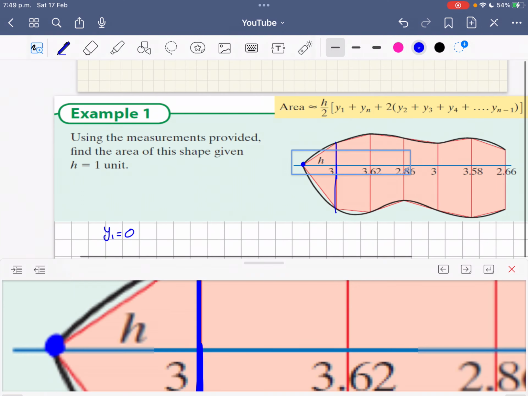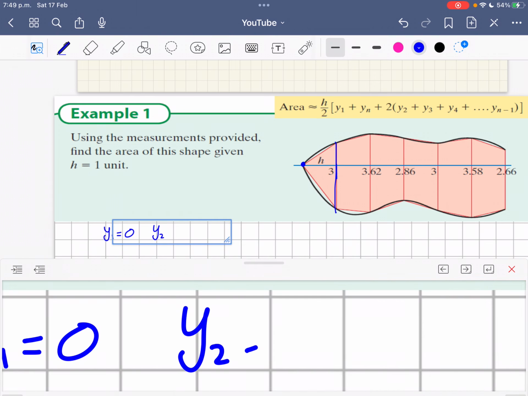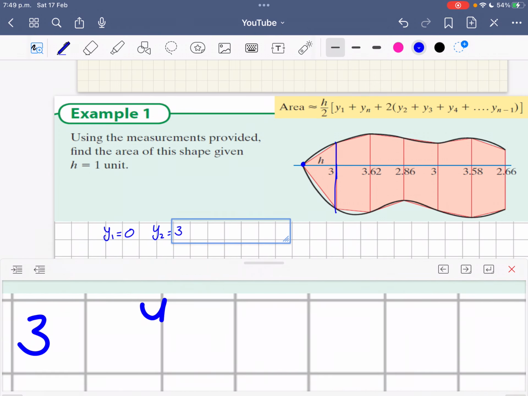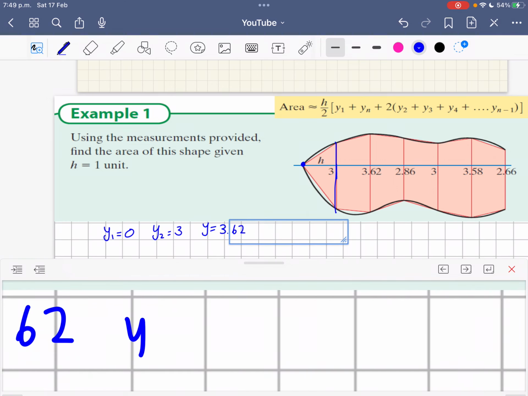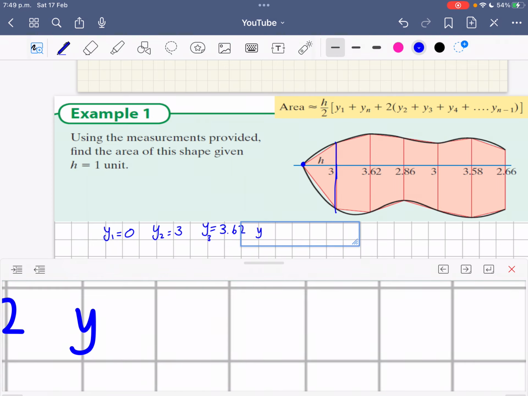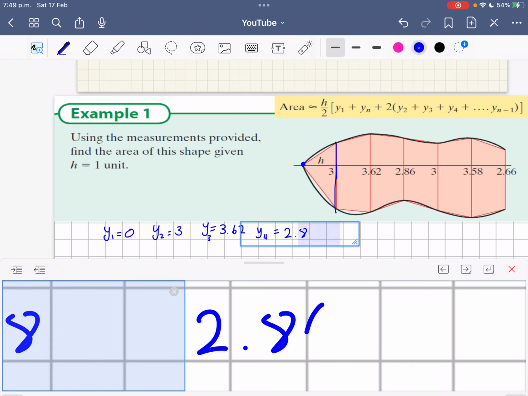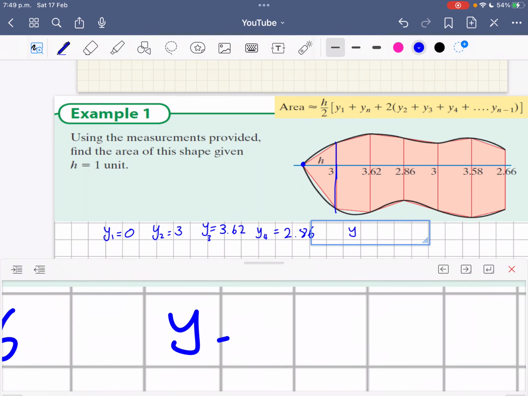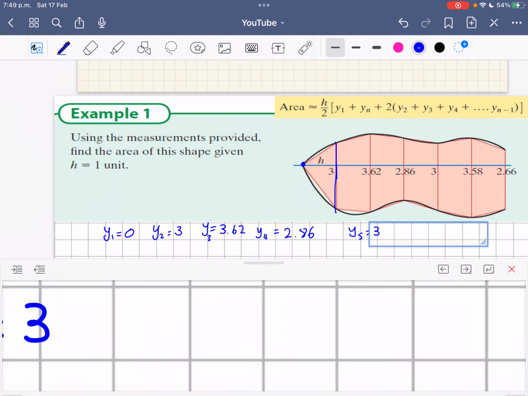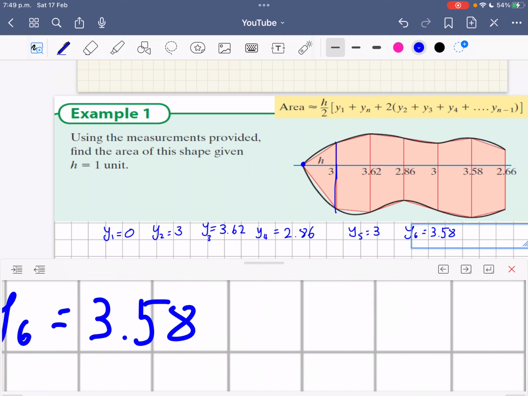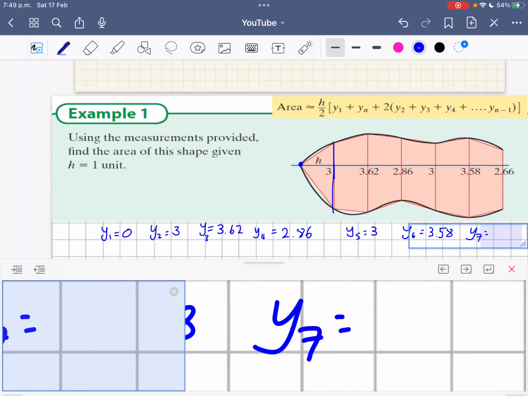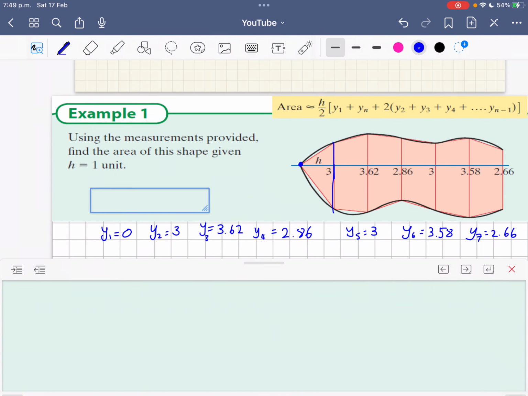So we're going to say y2 is 3. Then y4 is 3.62. y3 was that, so y4 is 2.86. y5 is 3. y6 is 3.58. And y7 is 2.66. And we know h is equal to 1.